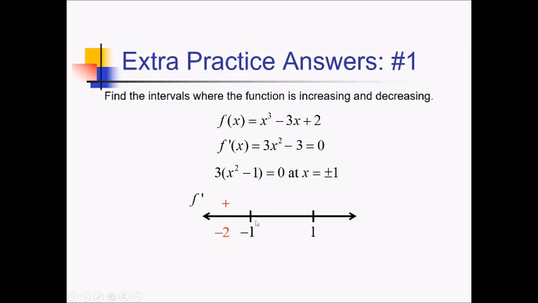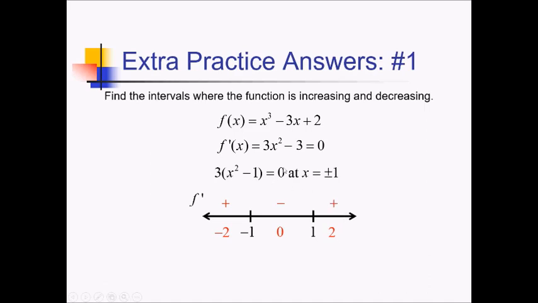And then testing something between -1 and 1, like 0. Plugging that in, we've got a positive times a negative, so that's negative. And then finally something bigger than 1, like 2. Plugging that in is going to give us a positive.